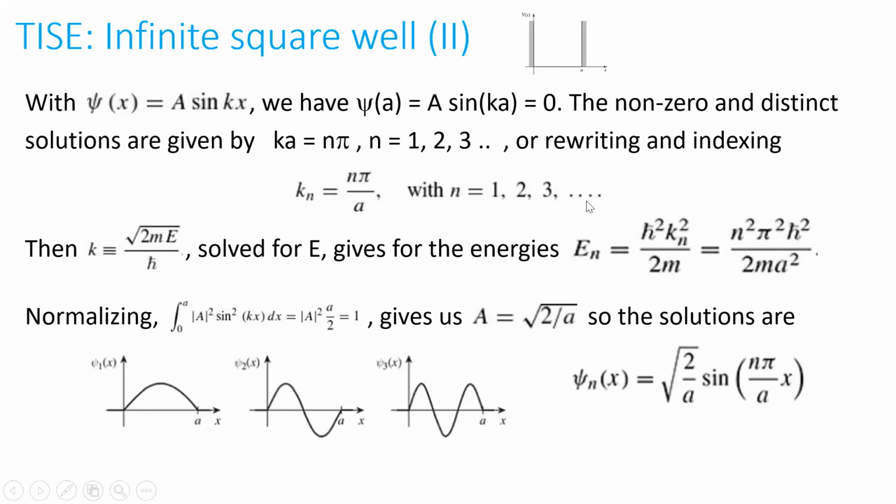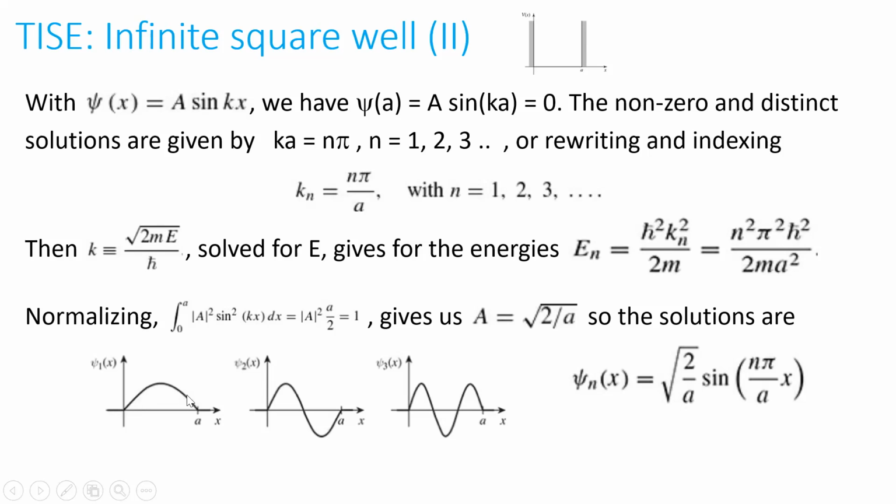So let's just take a look. We've got the solutions. Psi n of x would be the square root of 2 over a, times the sine of kx, but k is indexed by n. Kn is n pi over a, so we put n pi over a here. We have sine of n pi over a x. So those are our solutions. We'll just take a quick look. You can see they're sinusoidal, so it makes sense that they oscillate.